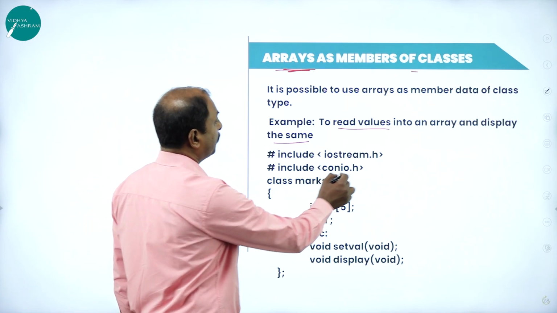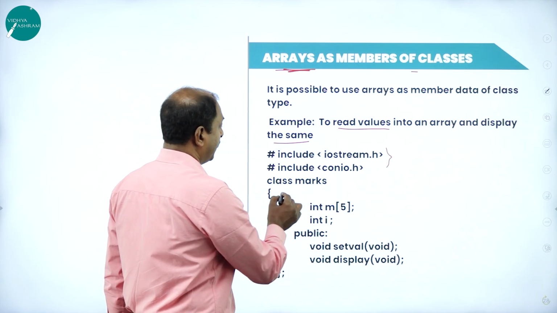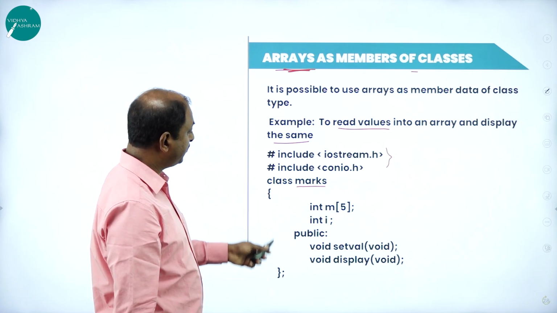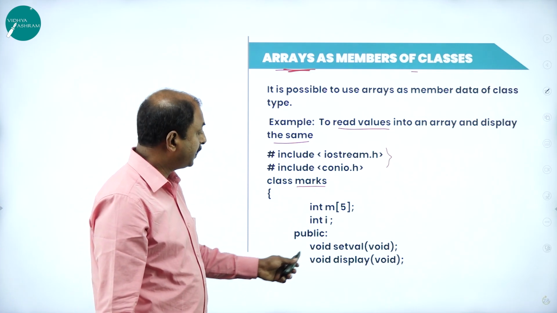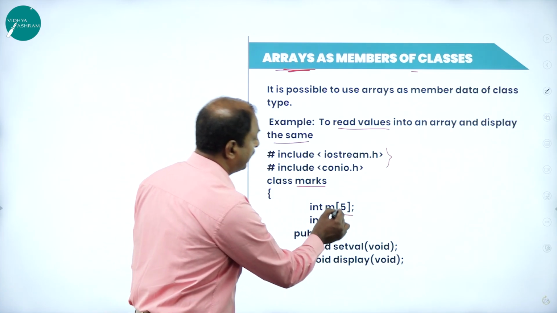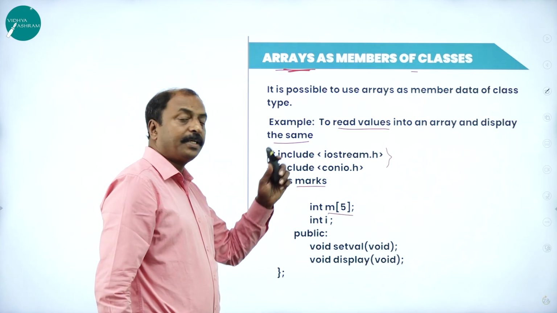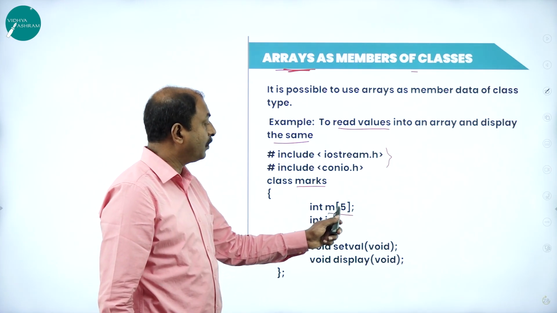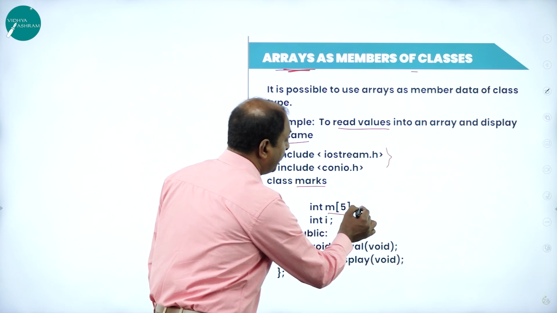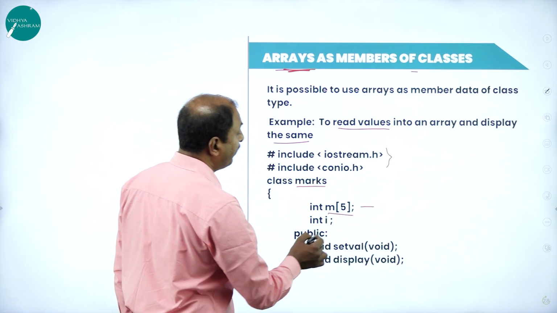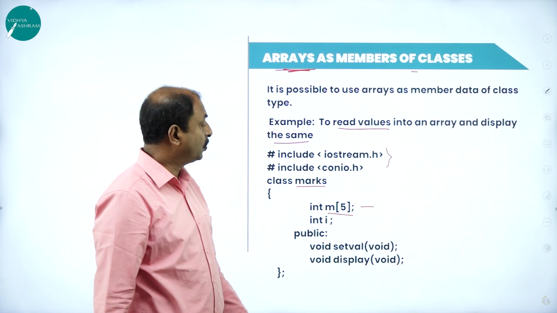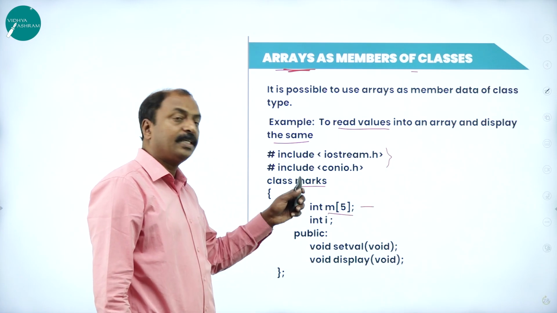Please observe this. The program starts with the header files, then class marks. Here we are defining a class marks. Inside this, we have data members and member functions, and here int m[5]. The square bracket indicates an array, so m is an array of size 5. Inside the class, as a data member, we have an array. That is the concept of array as a member of a class. So it is possible for us to use an array inside a class.